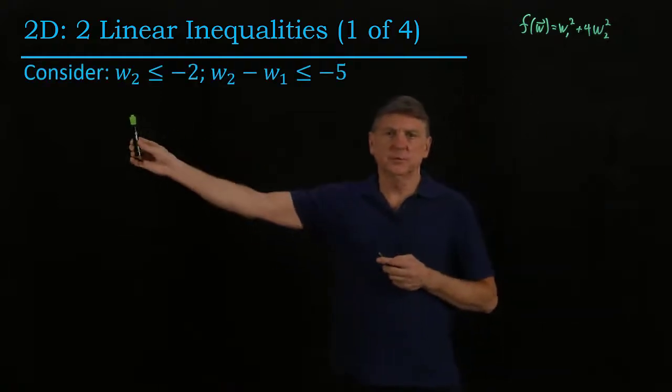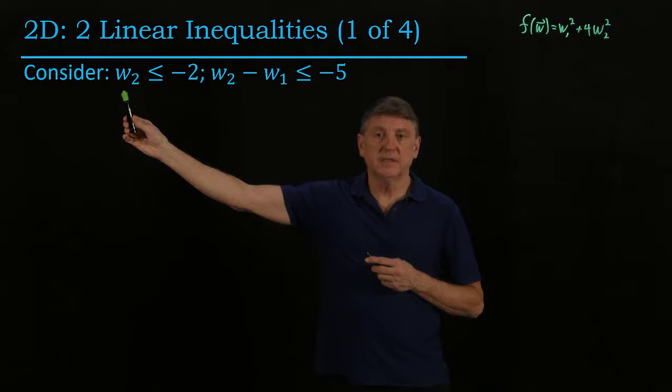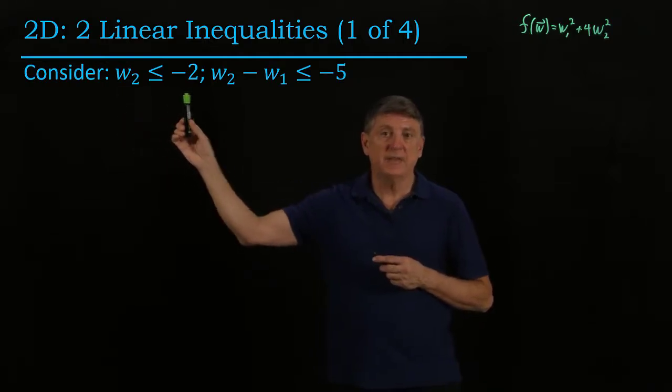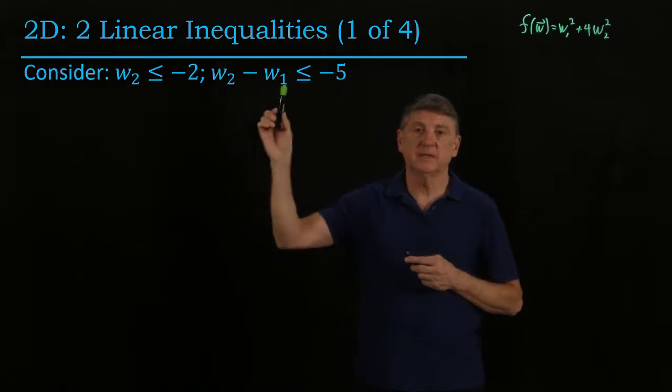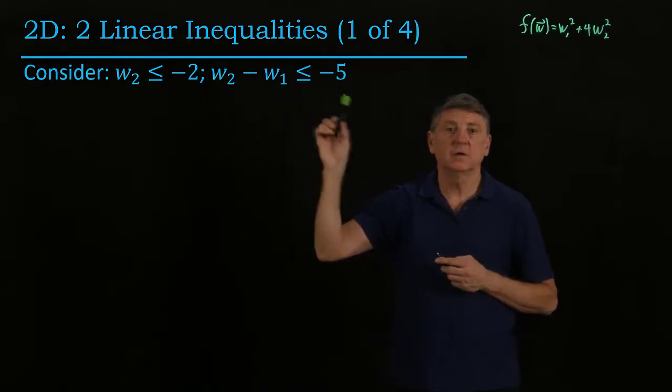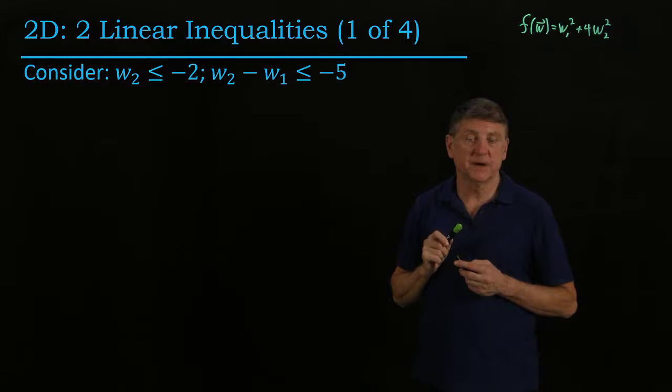Here, what we'll do is we'll consider two constraints. One is that the second entry of the argument vector is less than or equal to 2, and the other is the difference between the second and the first entry is less than or equal to minus 5.